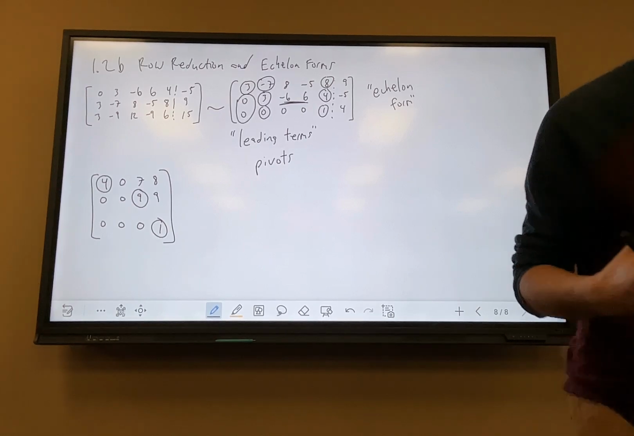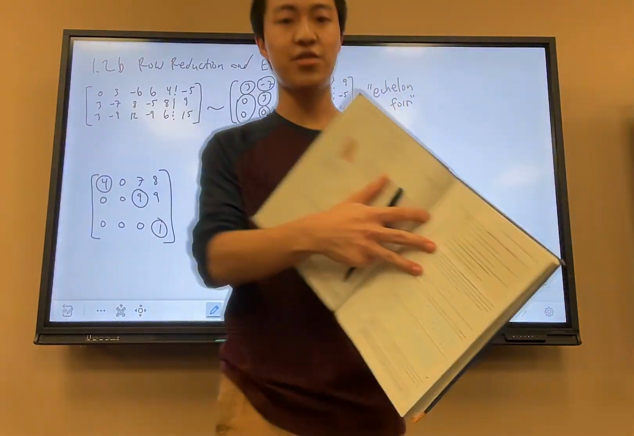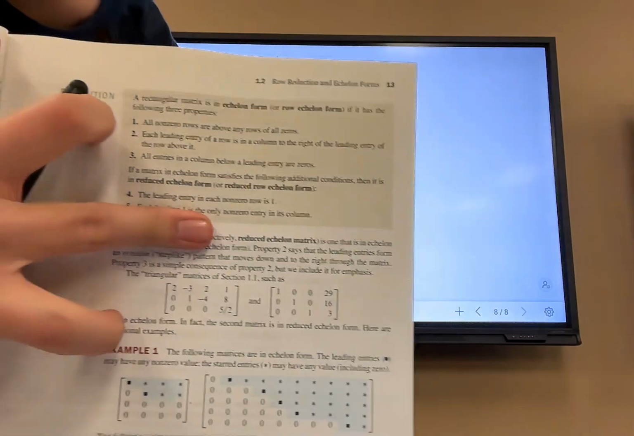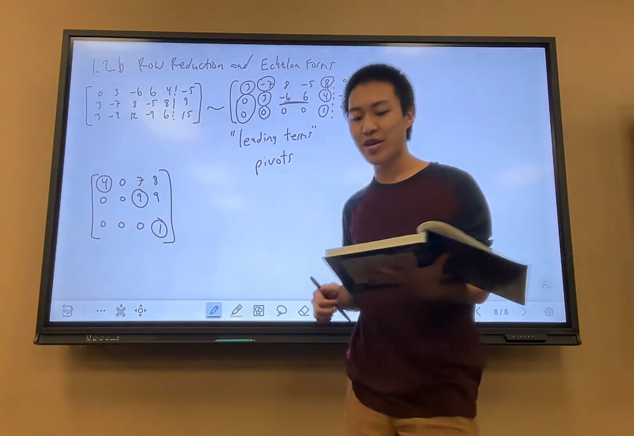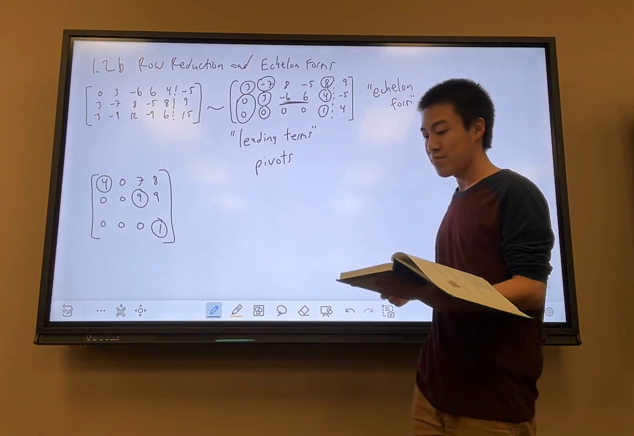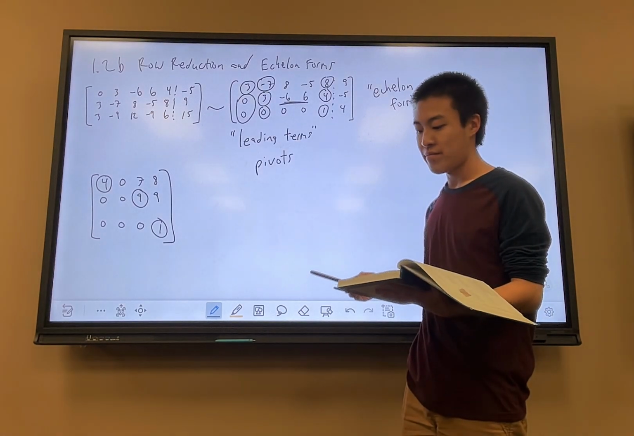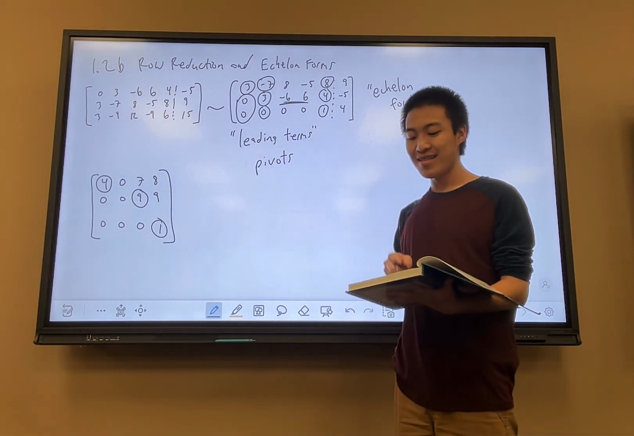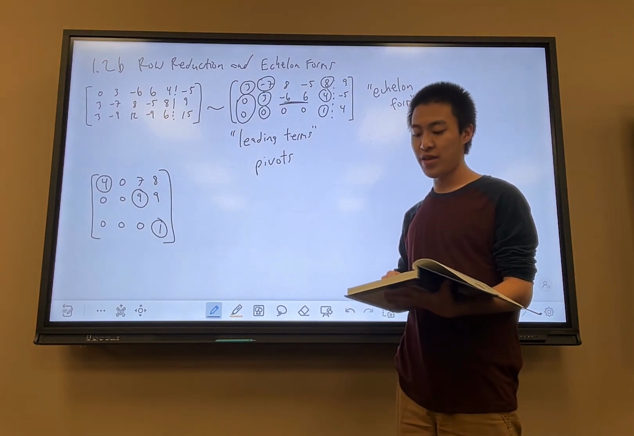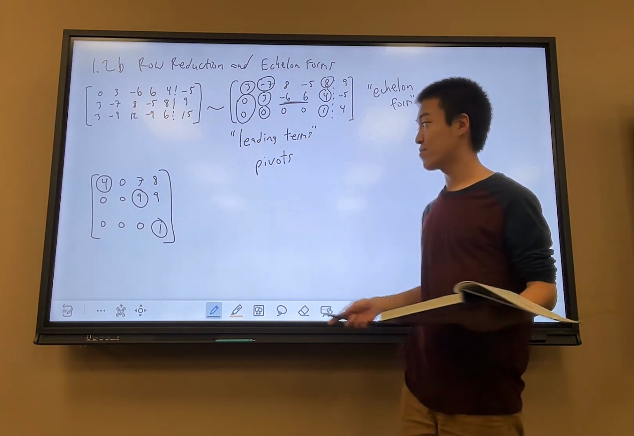Here we go. Okay. It's page 13 on the 5th edition. So it's basically literally just this box. A rectangular matrix is in echelon form or row echelon form if it has these three properties, okay? All the non-zero rows are above any rows of all zeros, okay?